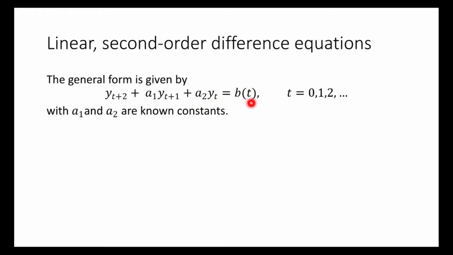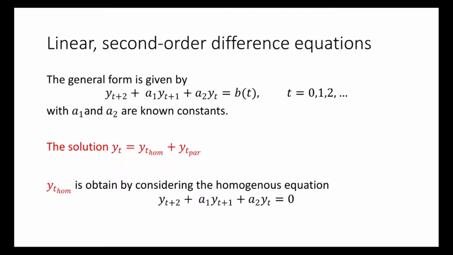Right, so this is linear because all of y is in linear form, and it is second order because the largest difference between the timestamps is 2. So t plus 2 and t. So the solution of this difference equation will be in the form of y_t, which is a summation of what we call the homogeneous solution and the particular solution.